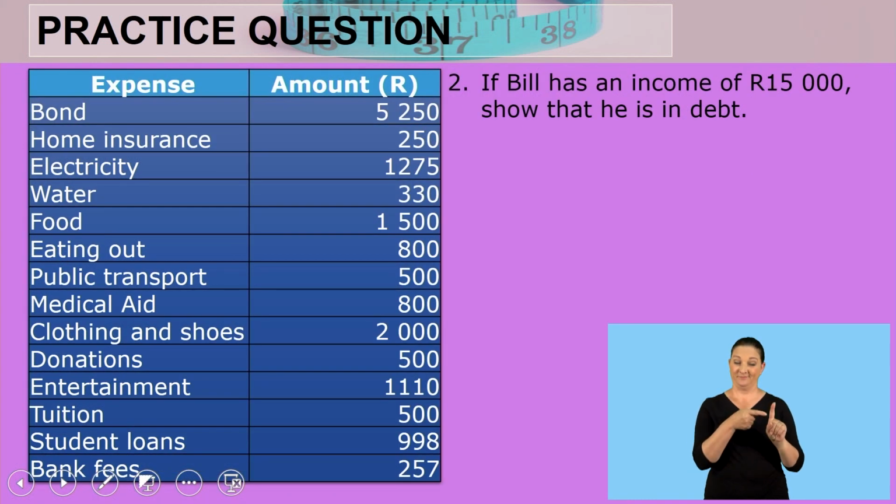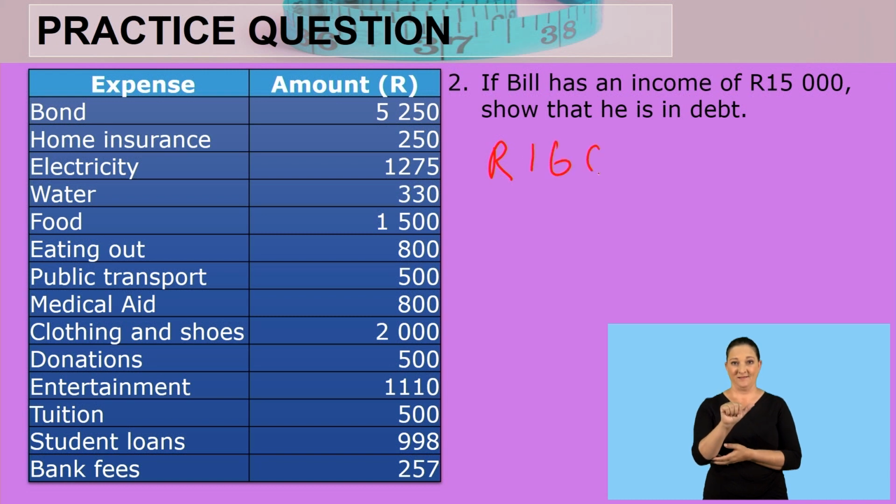If Bill has an income of 15,000 Rand, show that he is in debt. So in a situation like that, I have the list of expenses. What we've got to do is add all the expenses together, then take it away from the income and see what we are left with. In this case, all of the expenses add up to 16,070 Rand. I now need to take away 15,000 Rand.